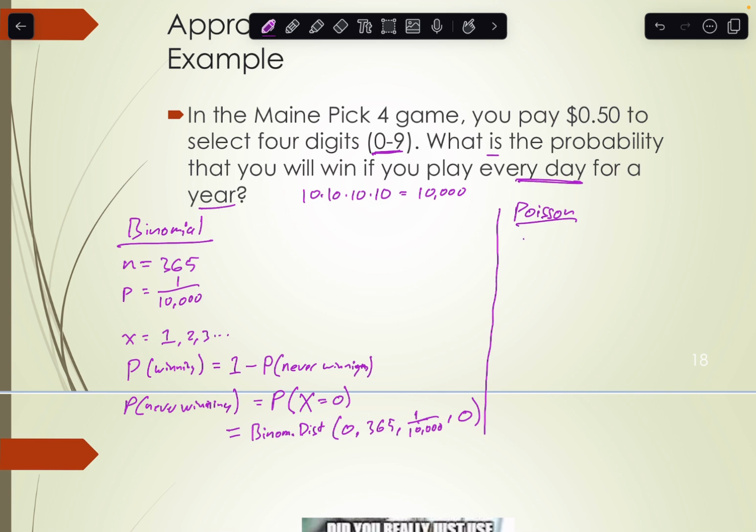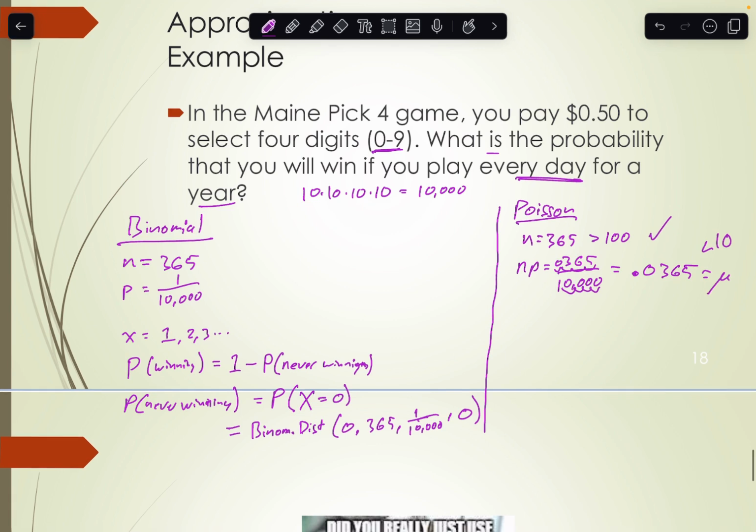With Poisson, I have those requirements that I need to make sure are satisfied. So n equals 365, and that is bigger than 100. Okay, that requirement's met. What about n times p? Well, that's going to equal 365 times 1 over 10,000, which equals 0.0365. That is my mu, and it is less than 10. So I can use the Poisson distribution to approximate, and let's see how close we get.